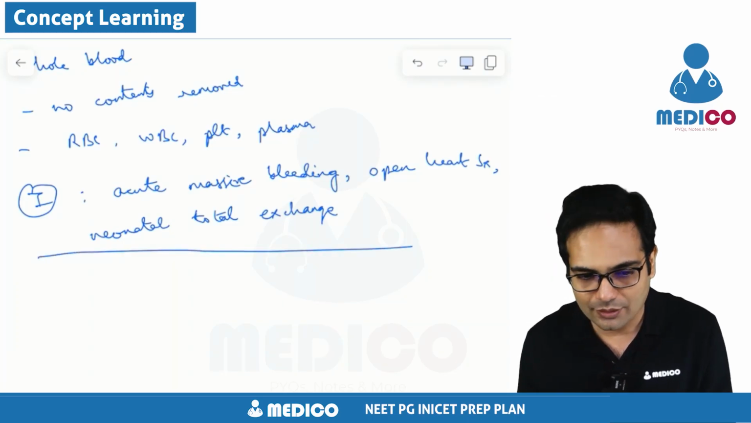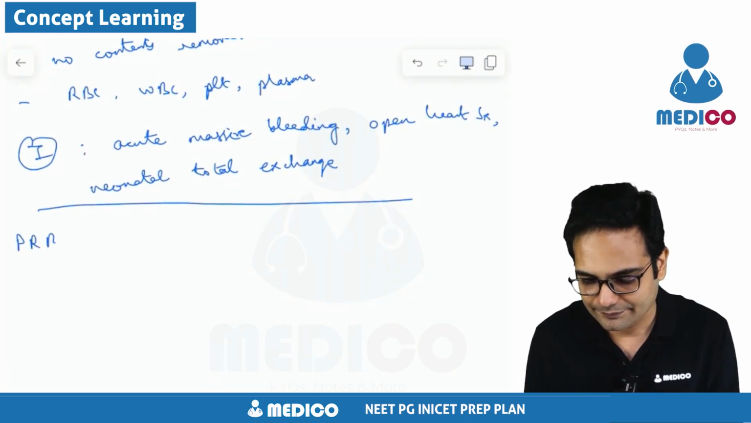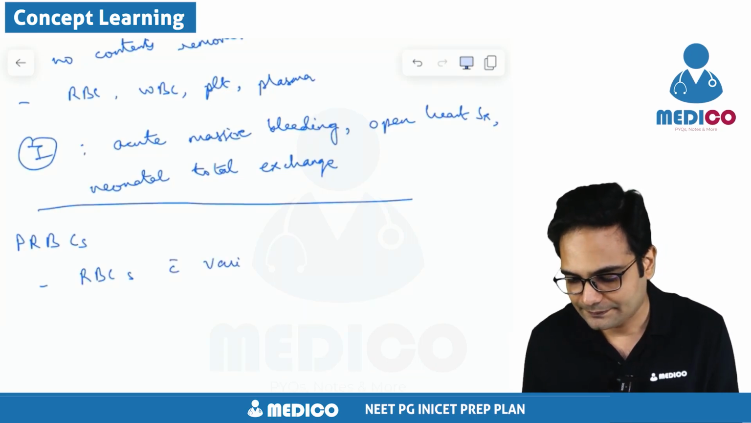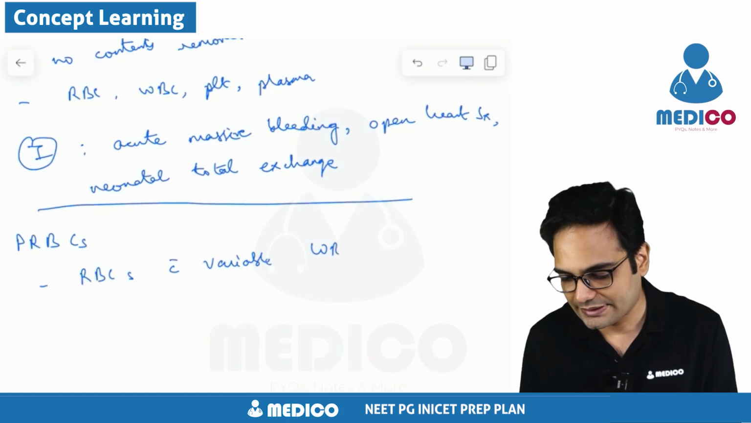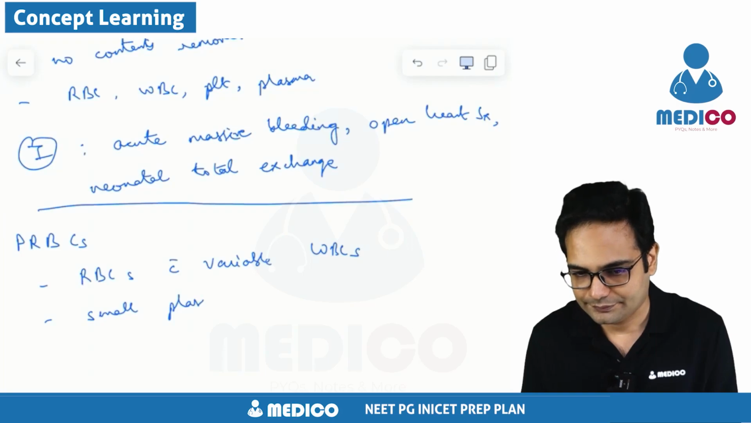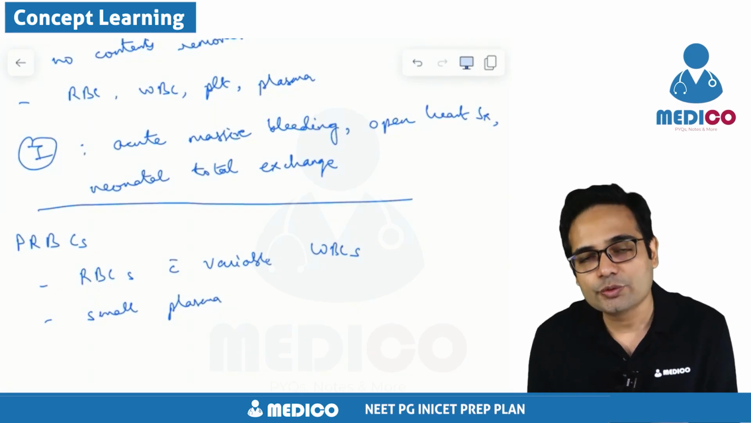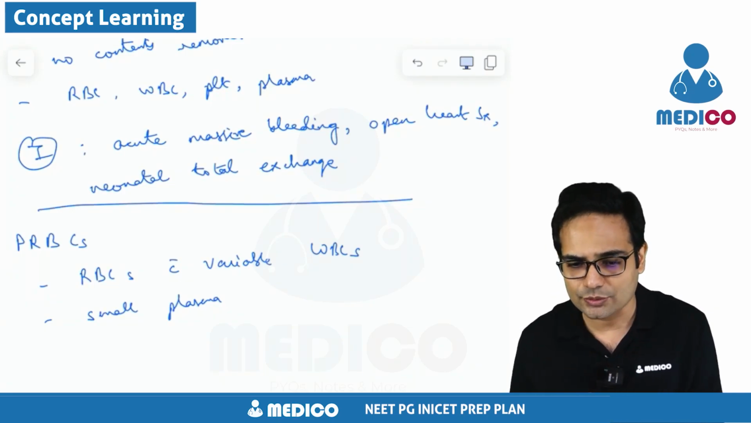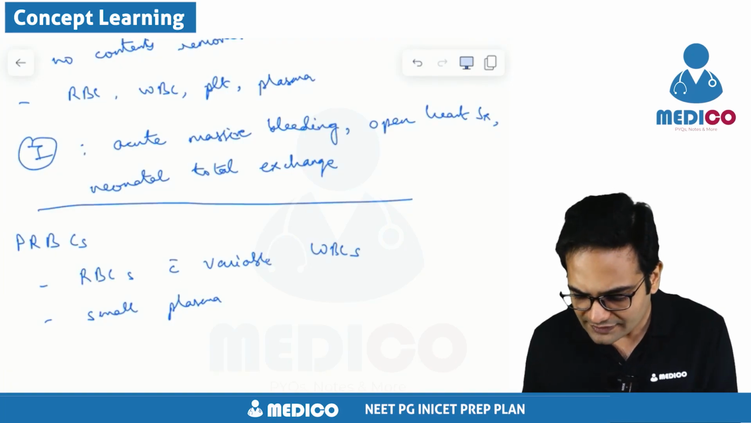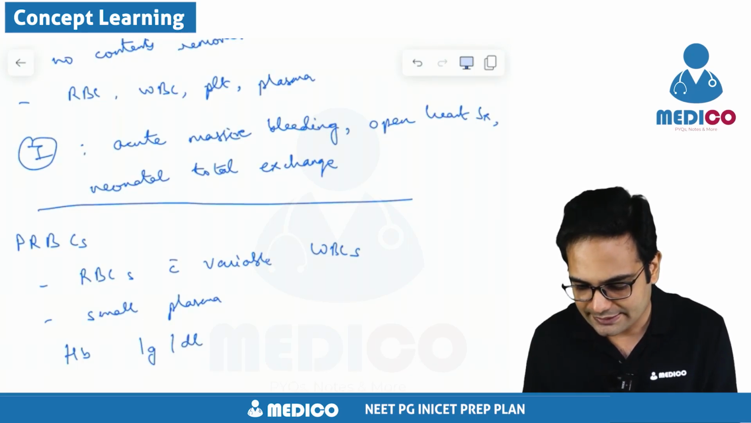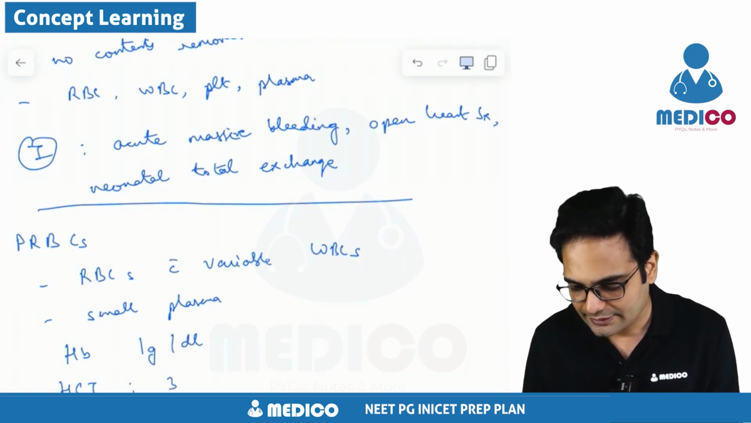You have something called packed red blood cells. Now, these packed red blood cells contain RBCs with variable WBCs and a small amount of plasma. Okay, this is what is routinely used. Whenever you are going to transfuse blood, especially in perioperative conditions, this is what is routinely used in wards. This will increase the hemoglobin by 1 gram per deciliter and it will increase the hematocrit by 3%.